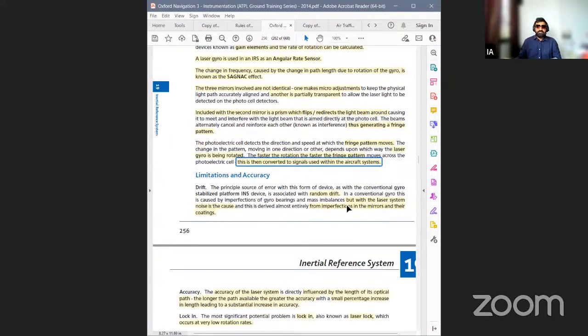What are the limitations? One of the limitations is with respect to drift. In the laser gyro system, the drift is because of the internal noise of the system. And the noise is because of the imperfection in mirrors and their coatings.